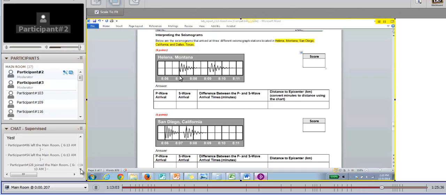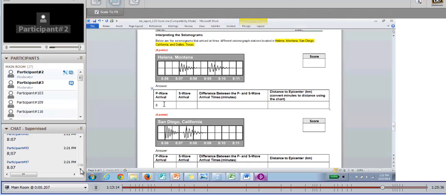P wave. So at what time did this P wave enter? We're going to do this first one together. 8:07. That is correct. So let's put 8:07 and no seconds, right on the dot. What time did this S wave enter? Remember, we know that's a P wave because it's first. What time did the S wave enter? That's correct, Vera. 8:09. And no seconds.